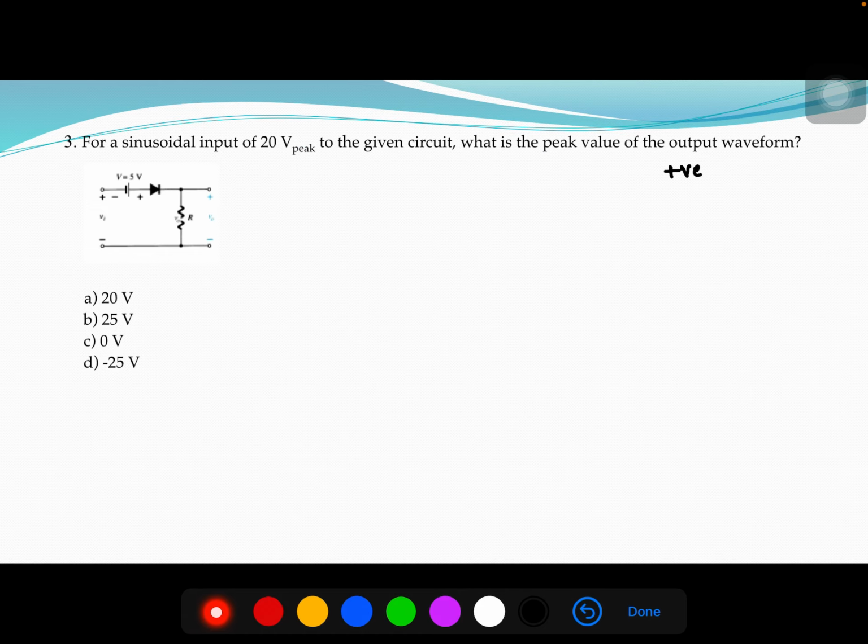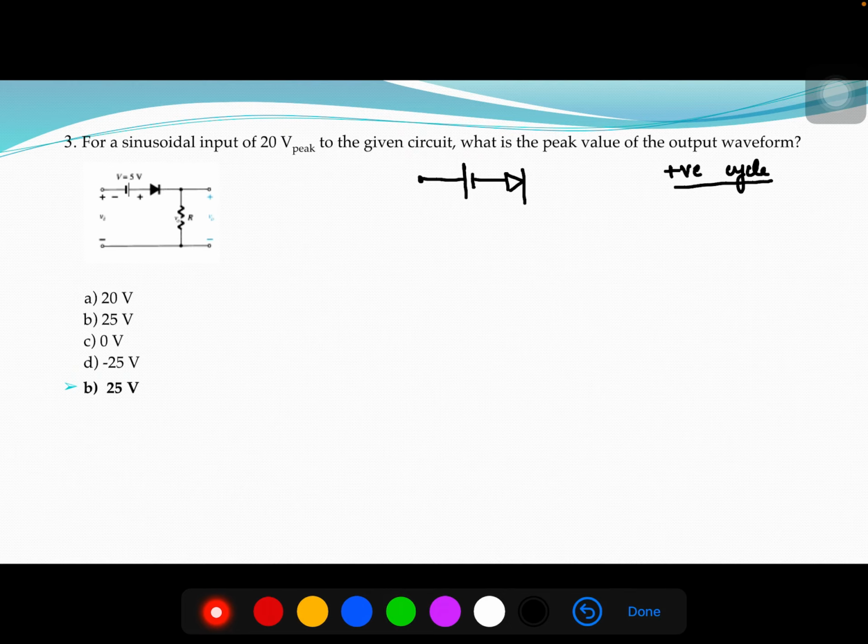First of all, we will see the circuit for the positive cycle. It would be smart if we calculate the answer only for the positive cycle, because you are being asked the peak value of the output waveform. I agree that the peak value is both for positive and negative, but when you are only given the peak value, that means you are being asked the maximum value. So you can also calculate it for positive cycle only.